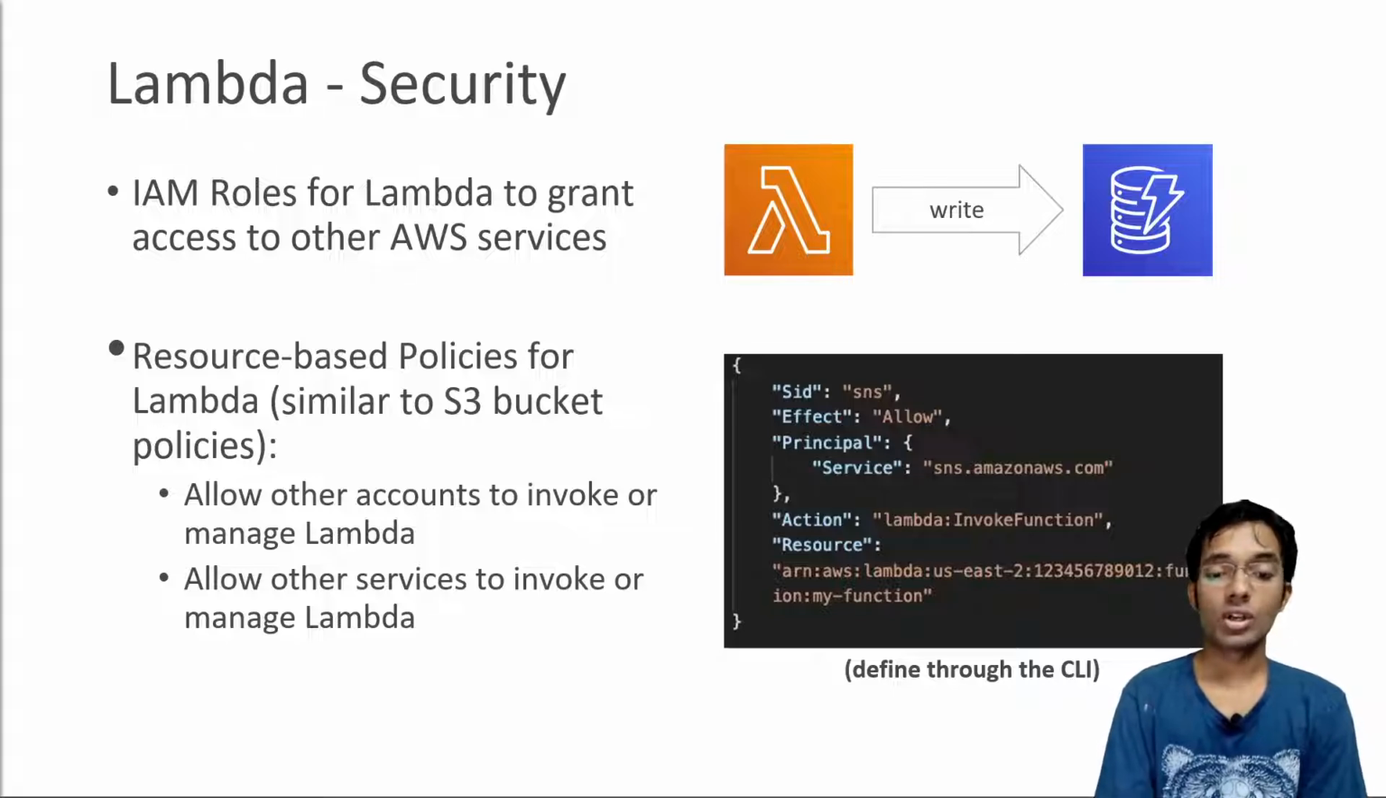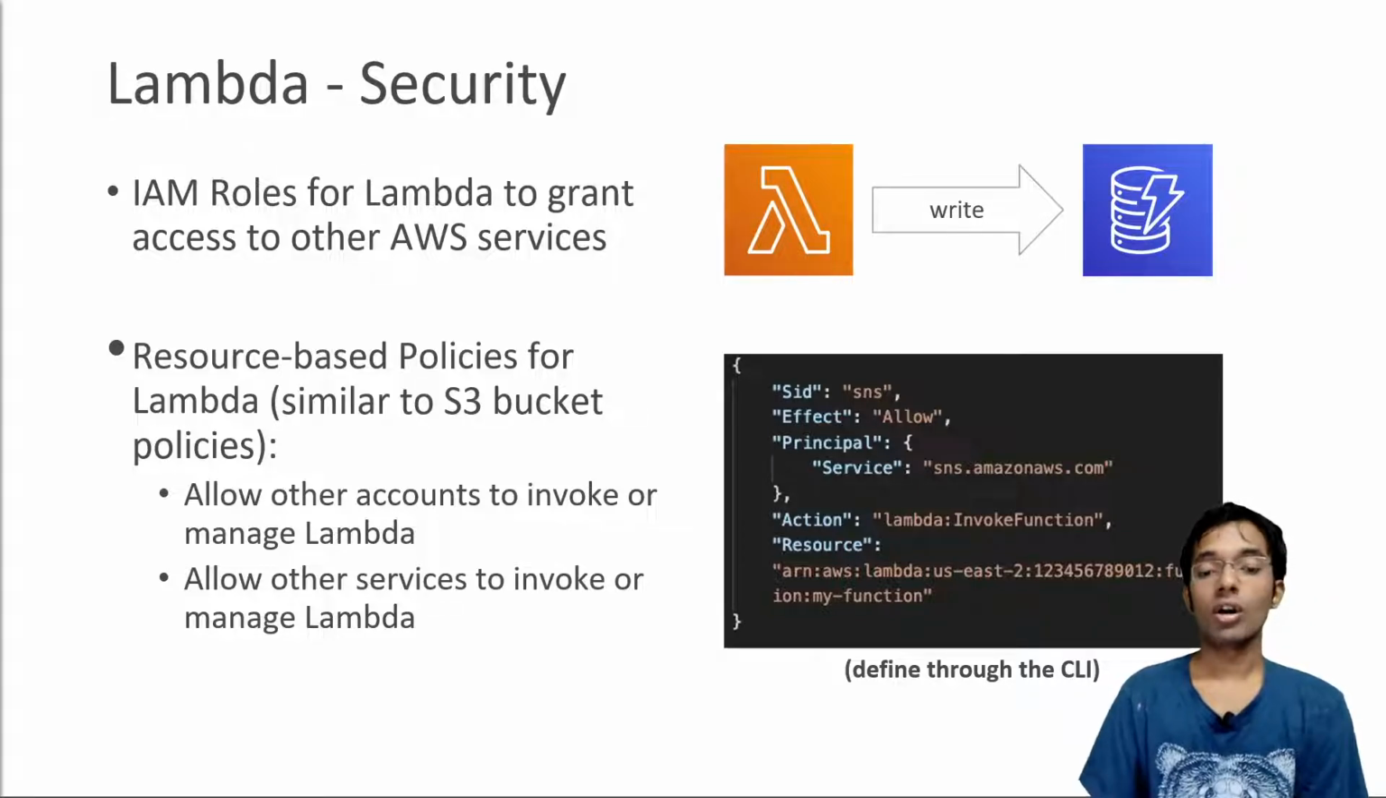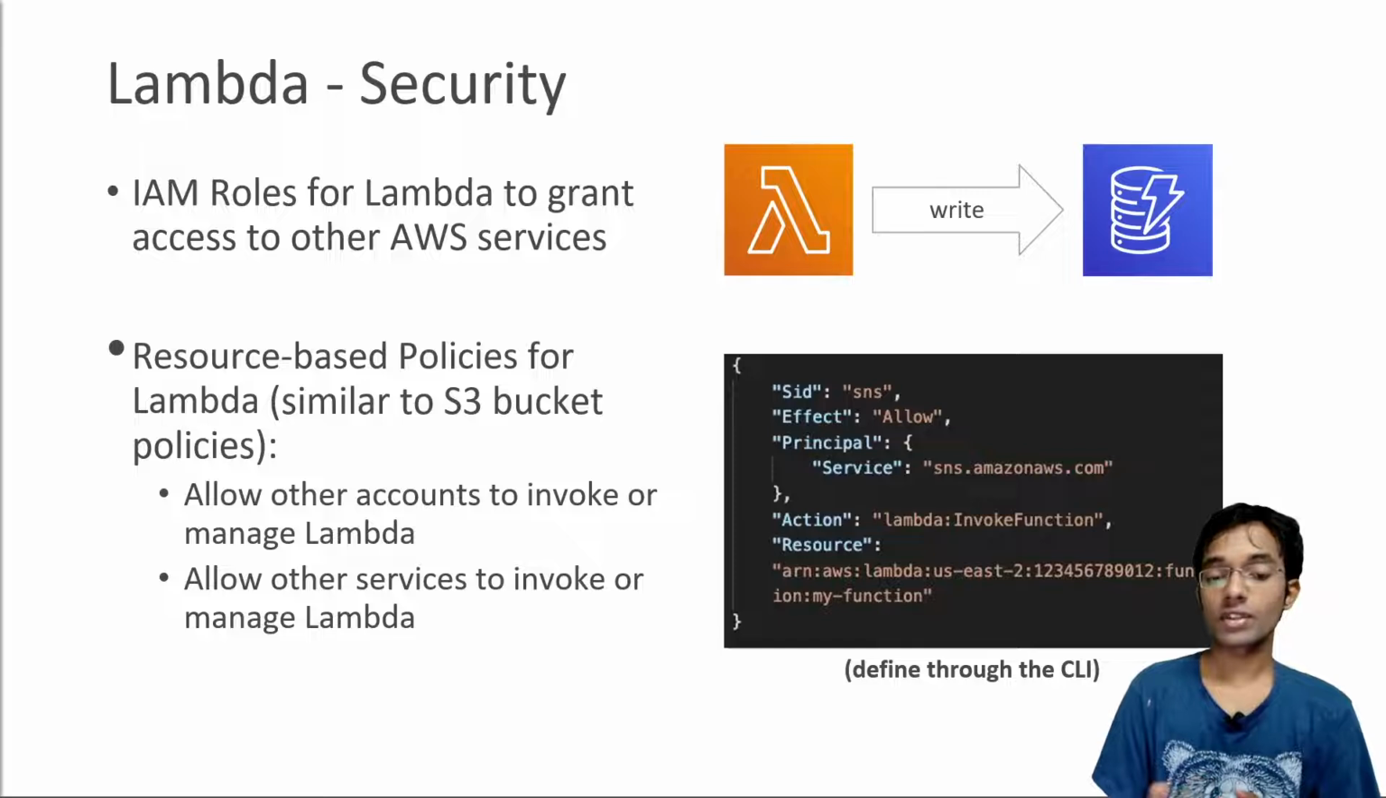It's really important to know this because it's not something that's widely known and it may be necessary for the exam. So these resource-based policies can do two things. They can allow other accounts to invoke or manage Lambda. So if we have cross-account access to Lambda, we could define a resource-based policy allowing another account to access our Lambda function, or allow other services such as SNS to invoke or manage our Lambda function. So very, very important when going into security.